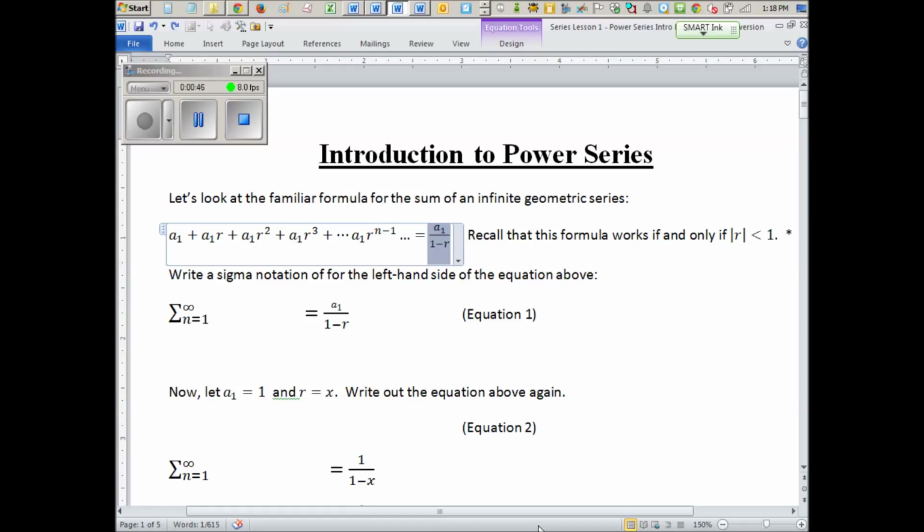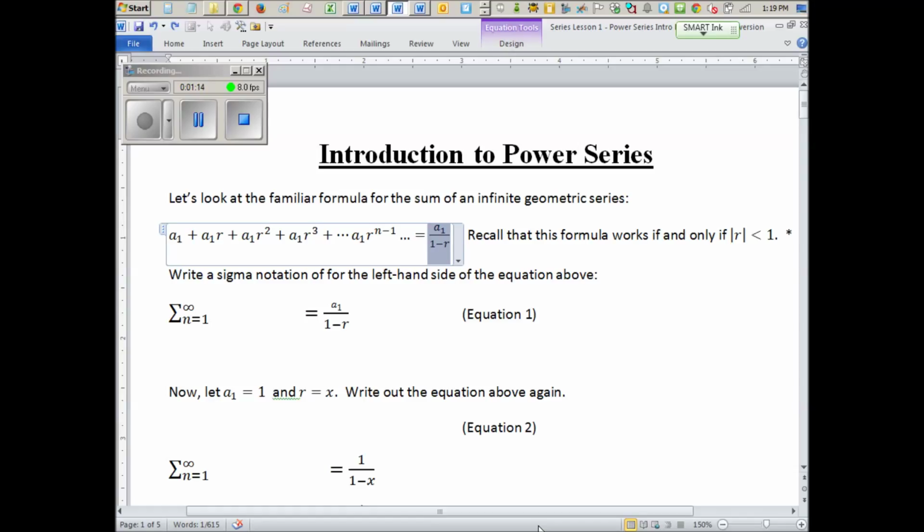So if r is less than 1, a series like 5 plus 5 thirds plus 5 ninths plus 5 27ths is going to converge to 5 over 1 minus a third. Okay, so we've done this many times. What we maybe didn't realize was that this is a very profound stepping stone into a much deeper branch of math. So let's take a look at how we might write this as a sigma real quick.